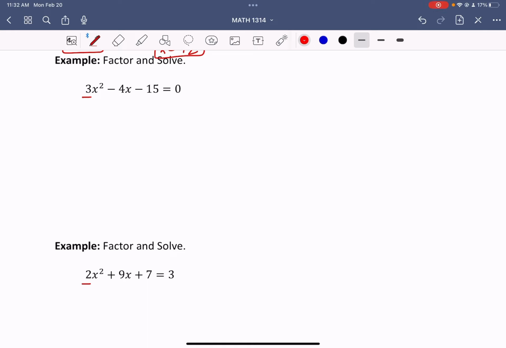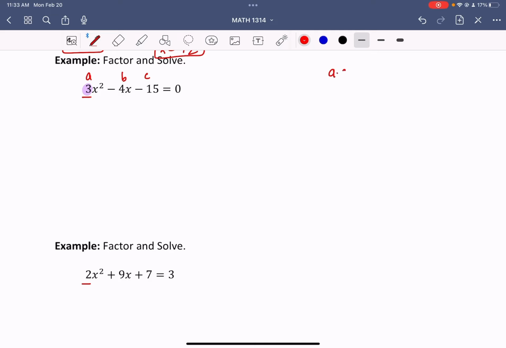So here's how you can work one where you have a number attached to your x squared. What you're going to do is you're going to multiply, this is my a, b, and c, so you're going to multiply a and c together.